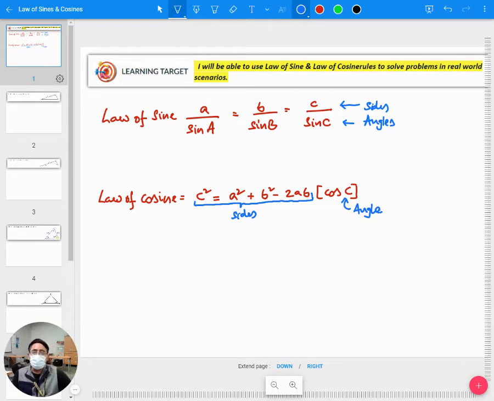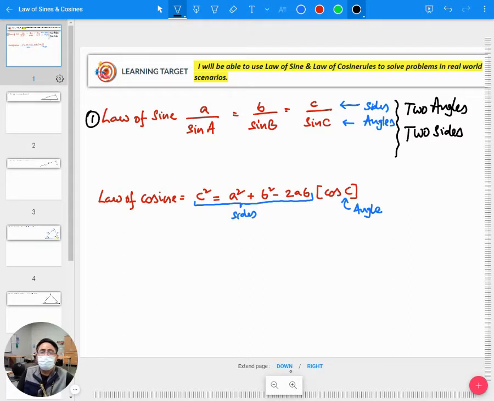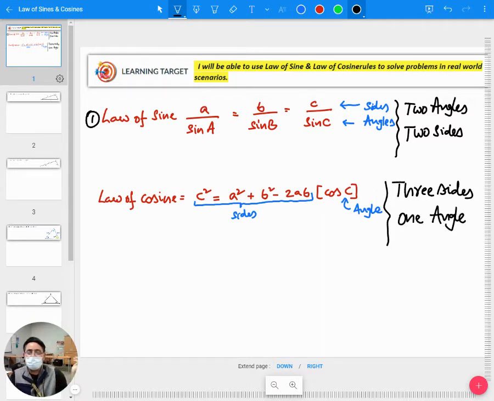You may get a doubt about when to use law of sine and when to use law of cosine. See, if two angles and two sides are involved in a problem, then use law of sine. In case three sides and one angle are involved in a problem, then make use of law of cosine.